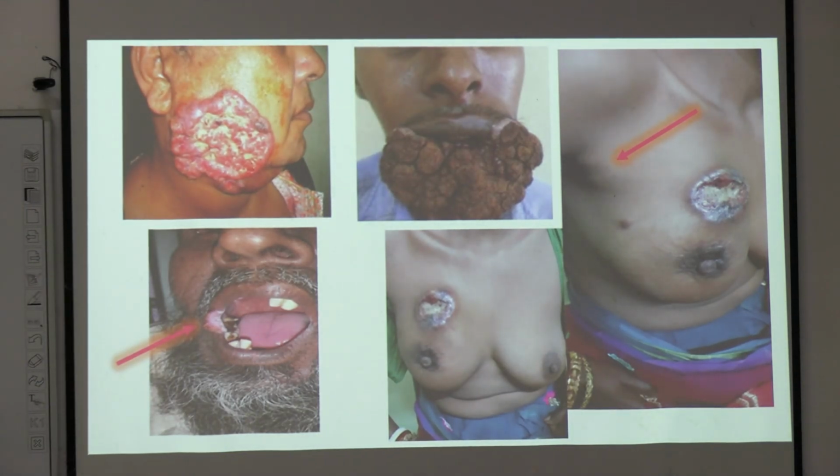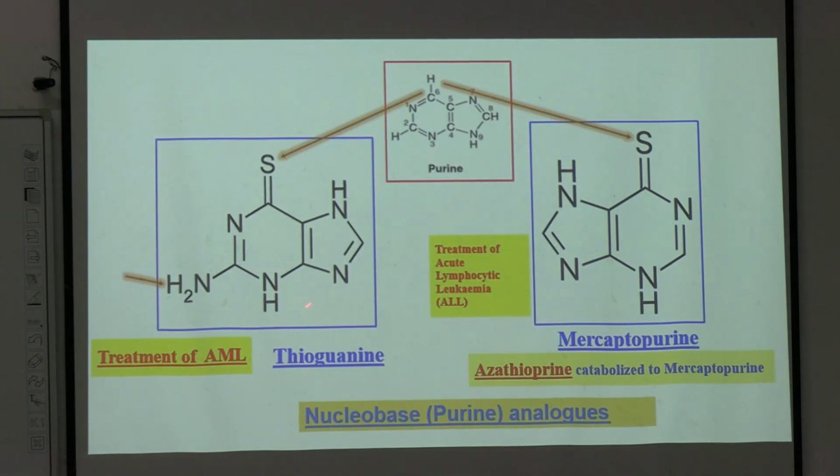Cancer: this is the most distressful treatment. You will see cancer patients and you will treat the patient, but to be very frank, an extensive amount of money is spent and hardly do we get a cure if the disease is at stage 4. There the treatment, you see the purine structure is here, and a similar structure with a modification: thioguanine and mercaptopurine. Mercaptopurine is given for acute lymphoblastic leukemia. Azathioprine is also an anti-cancer drug. These are nucleobase, purine analogs, mercaptopurine and thioguanine.